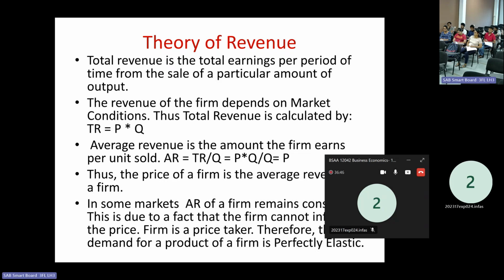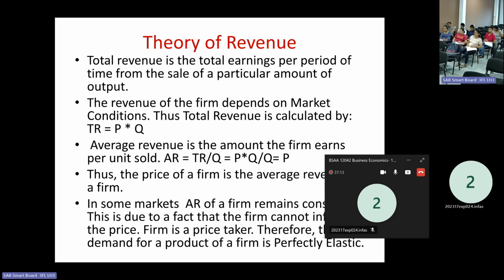So that for each price there is a quantity. Price is one, but in other market structures it becomes non-linear. Total revenue is the total earnings that we measure for a period of time, per day, per month, per year, depending on the sale. So we multiply price by quantity, and that is the total revenue.